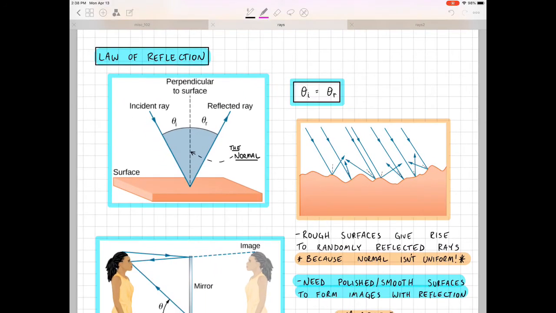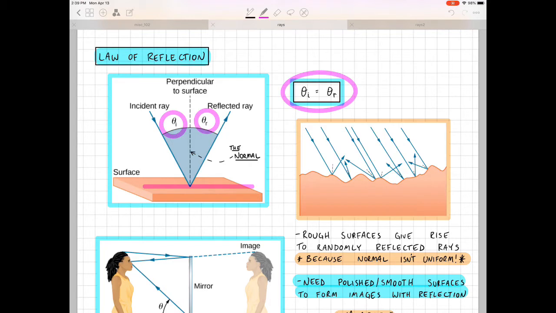And to characterize reflection, we have the law of reflection. And the law of reflection is really the most straightforward law you can imagine. The law of reflection is that the incident angle of the ray that meets the surface, a reflected ray will be the outcome of that interaction, and the reflected ray and the incident ray angle will be exactly the same.